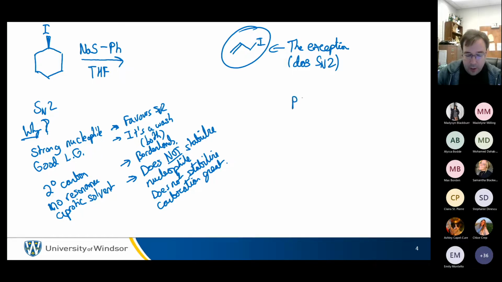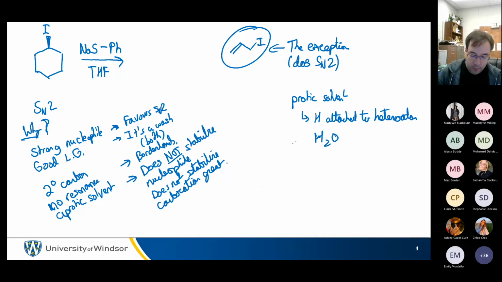So a protic solvent has H attached to a heteroatom. So something like water. Water's got H's attached to oxygen. Methanol. It's got an H attached to an oxygen. Ammonia. You can use it as a solvent. You have to run your reactions cold to make liquid ammonia, but H is attached to a nitrogen.